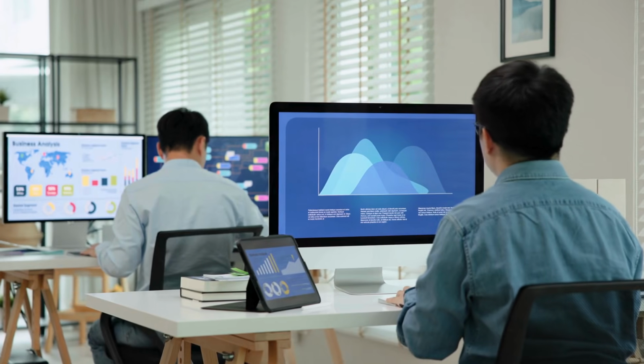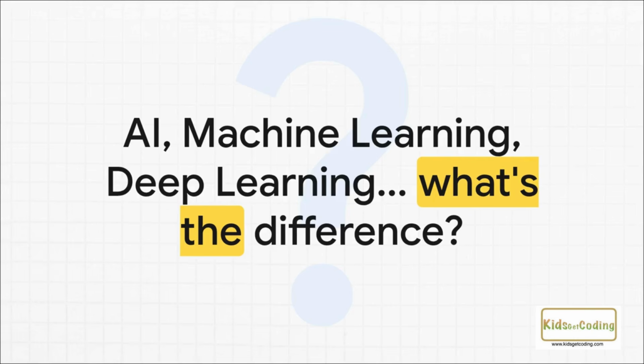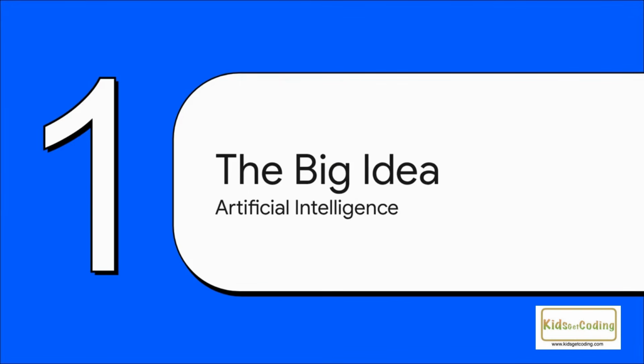Okay, you've heard these terms thrown around everywhere, right? AI, machine learning, deep learning. It kind of feels like they all mean the same thing. But here's the thing, they don't. And actually understanding the difference, that's the secret to figuring out how these tools can really work for you and for your students. So come on, let's pull back the curtain on these buzzwords.